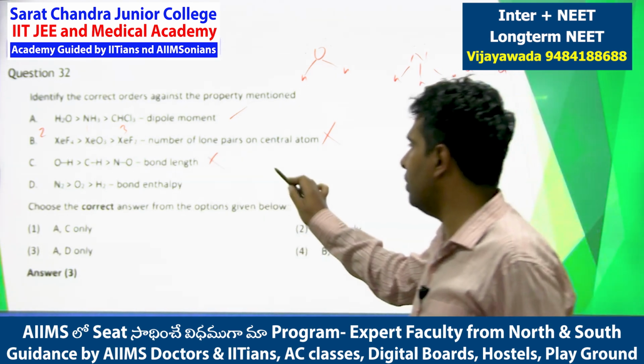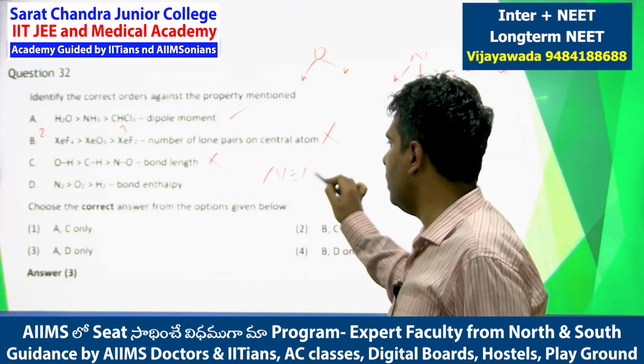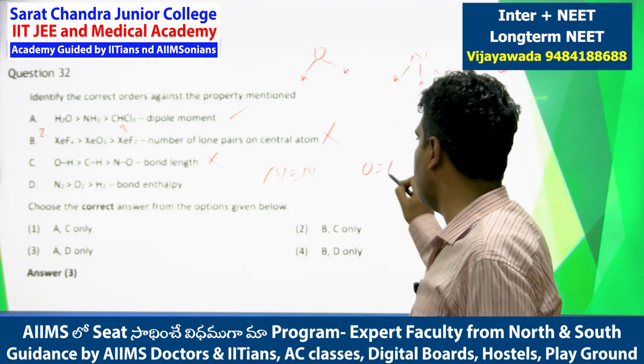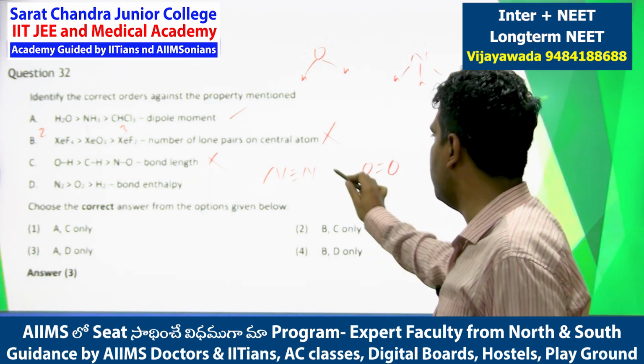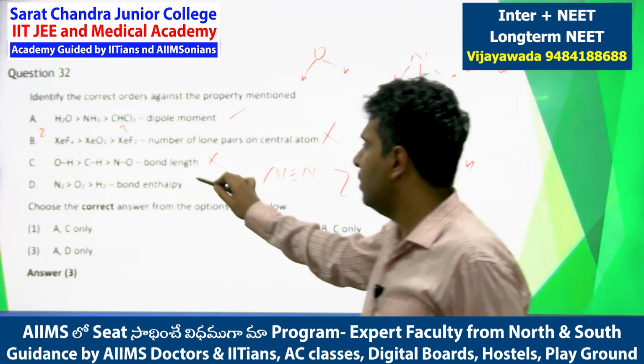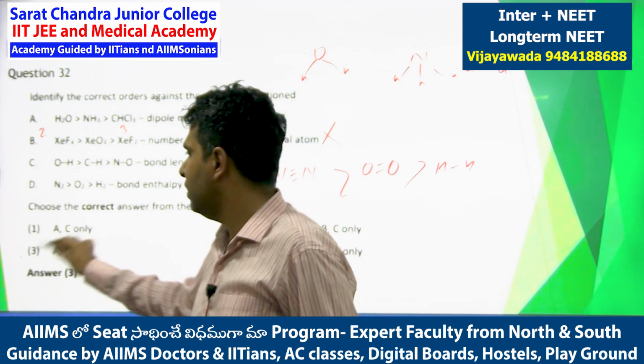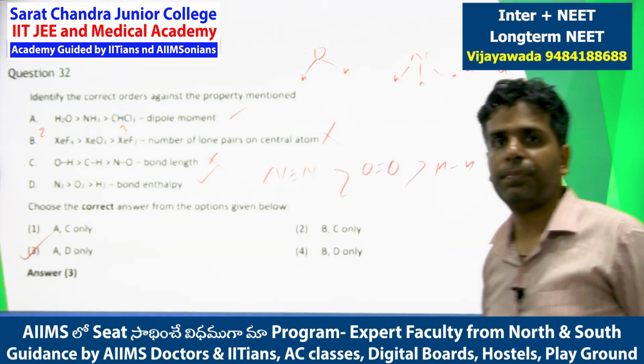Bond enthalpy. Nitrogen has a triple bond, so bond energy is more. Oxygen has a double bond, so bond energy is less. Hydrogen has a single bond, so bond energy is less. So this is the order of bond enthalpy. This is correct. So the answer will be A and D. That is the third option.